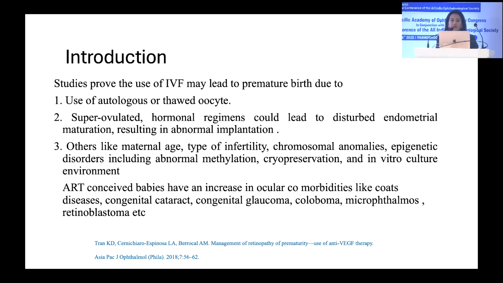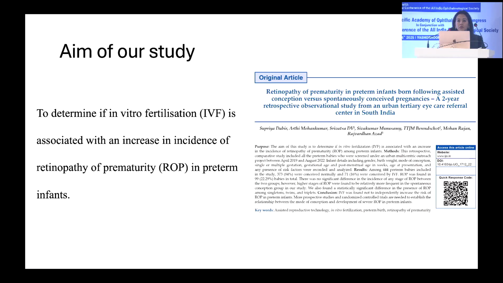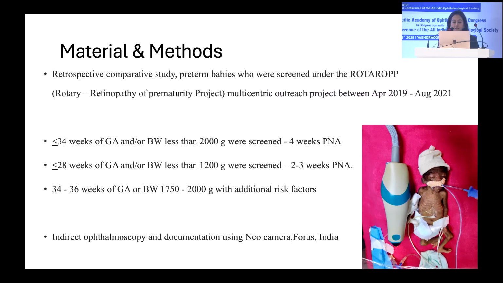So these babies, apart from ROP, have an increased incidence of ocular comorbidities like Coats disease, congenital cataract, glaucoma, colobomas, microphthalmos, retinoblastoma, etc. So the aim of our study was to establish whether IVF is associated with an increase in the incidence of ROP in these preterm babies at a tertiary eye center in south India.